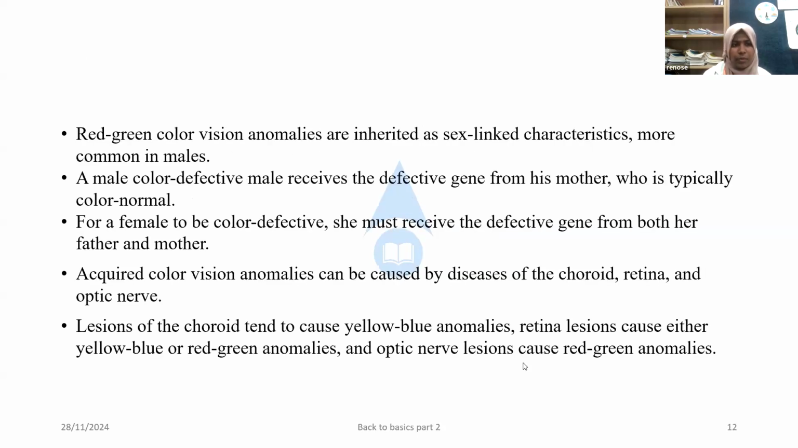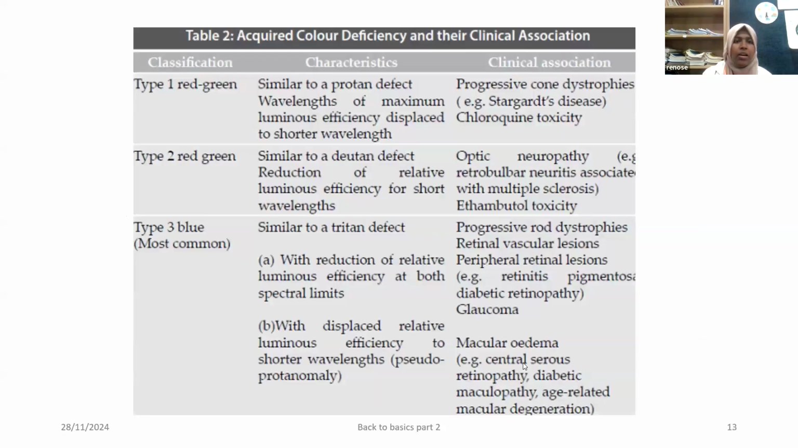Congenital red and green color vision anomalies are inherited as X-linked, sex-linked, and more common in males. In male color deficiency, the male receives the defective gene from his mother, who is typically color normal. For a female to be color deficient, she must receive the defective gene from both her father and mother. Acquired color vision anomalies can be caused by diseases of the choroid, retina, and optic nerve. Lesions of the choroid tend to cause yellow-blue anomalies. Retinal lesions cause either yellow-blue or red-green anomalies, and optic nerve lesions can cause red-green anomalies.